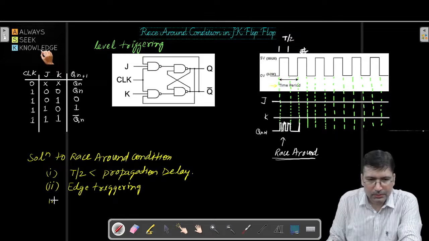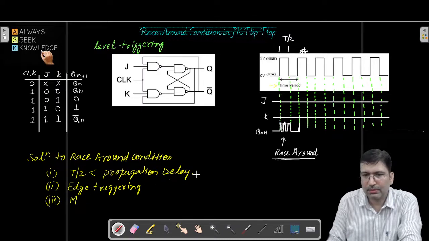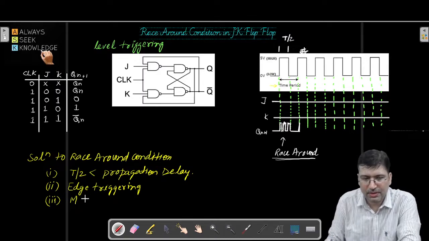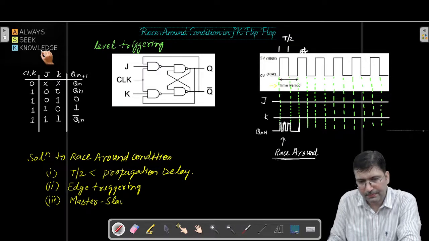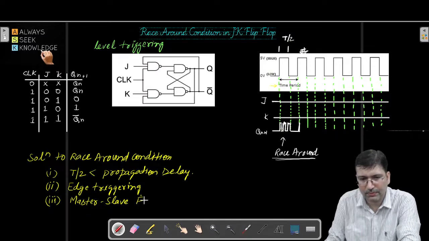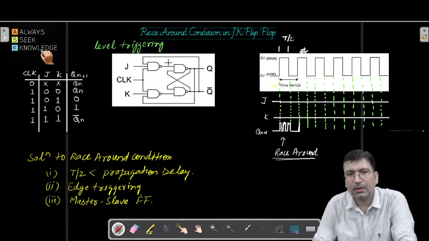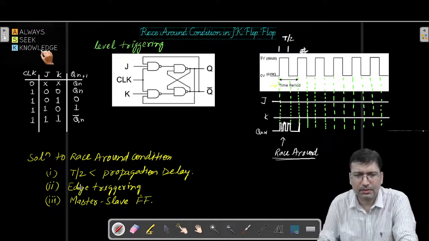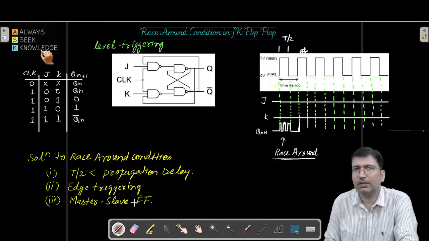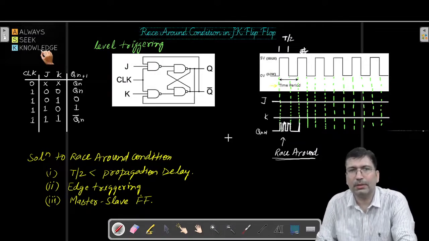And the third solution to race around condition which we can incorporate is that we can construct a master slave concept in JK flip-flop. So master slave flip-flop is one of the solutions. In master slave flip-flop we use two JK flip-flops, one as master and another flip-flop as slave. Okay, so we will discuss the working of master slave also in the coming lectures, and we will also try to understand how it will control the race around condition. So it is sufficient for this lecture.